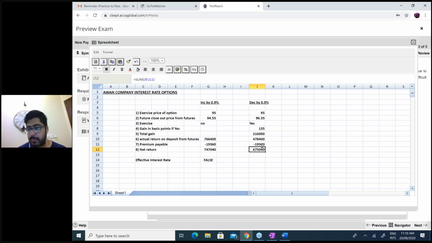Add or less premium has to be paid, it reduces return, so deduct it, but gain increases return, so add it. You get the answer.